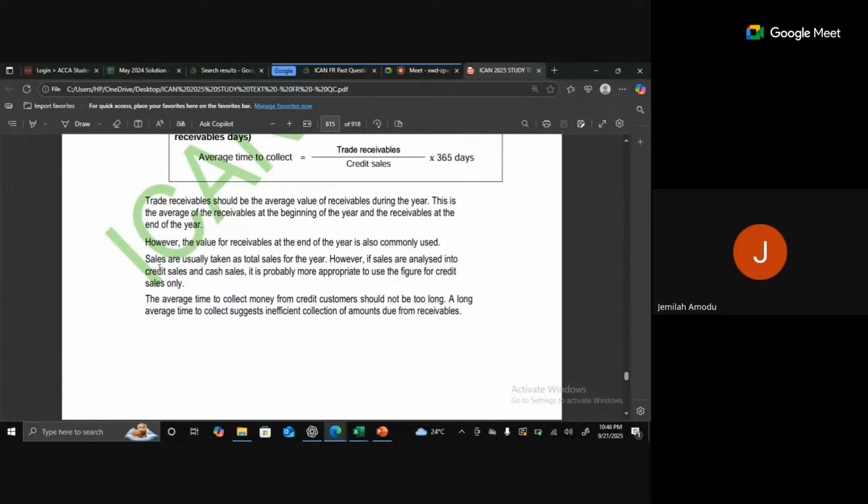So this is just it. How the question is presented will determine. If you are given beginning and ending, just use the average. And if it's only one that you are given, just use what they gave you. The sales are usually taken as total sales for the year. However, if the sales are analyzed into credit sales and cash sales, it is probably more appropriate to use the figure for credit sales.